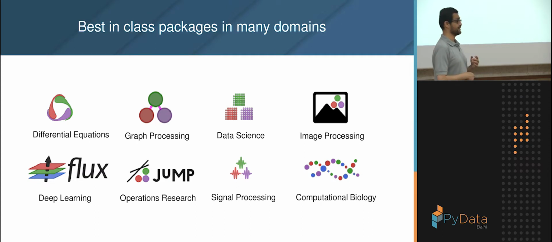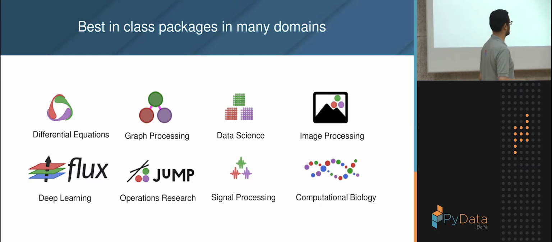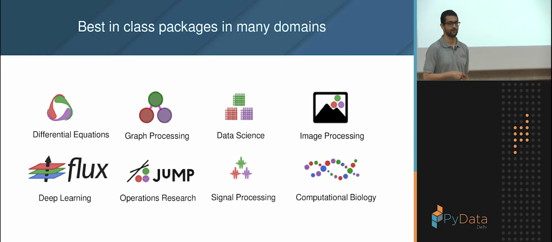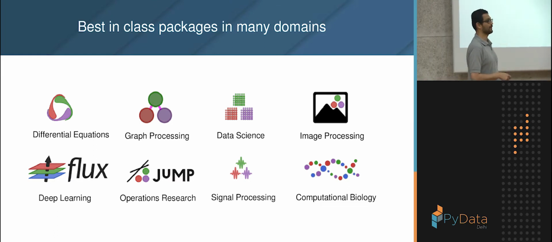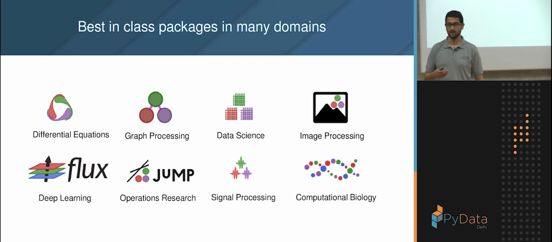We have some of the best differential equation solvers if you come from a scientific background. Some very good graph processing tools. I already spoke about JuMP, which got the prize. Libraries for data science, image processing, computational biology, deep learning. These are just a few of the projects that have interesting looking logos, so I could put them on this slide. But there are about 2,500 Julia packages out there, and many of them are very high quality.